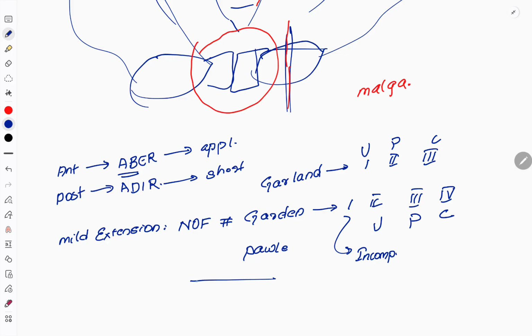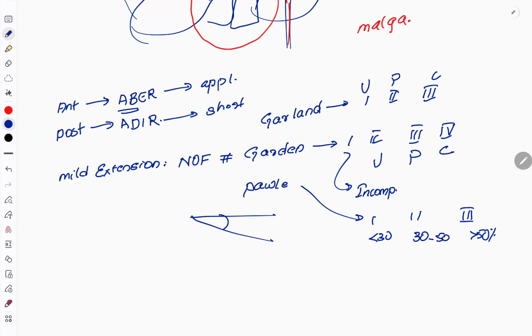The horizontal line and the fracture line will take the ankle. There is again going to be 1, 2 and 3. So 1 is less than 30 degrees, 2 is 30 to 50, and 3 is more than 50 degrees. Okay, now you have the treatment protocol for neck of femur fracture.